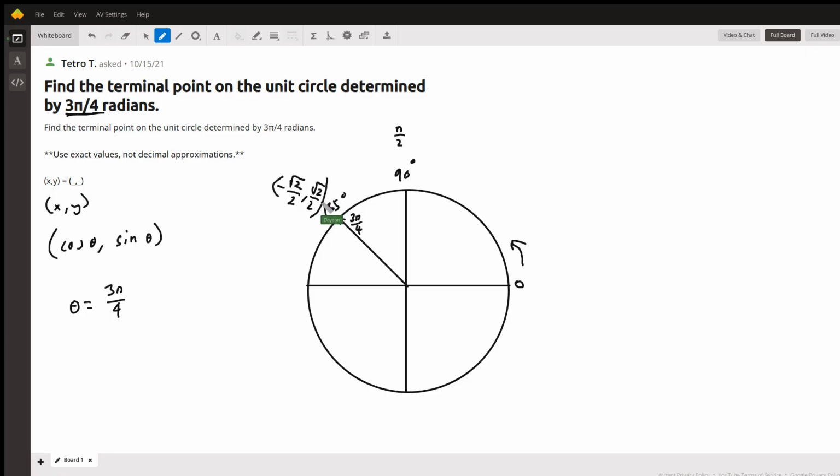So cosine of 3 pi over 4, comma, sine of 3 pi over 4. So that's basically what you're finding. Cosine of 3 pi over 4 is negative radical 2 over 2, comma, radical 2 over 2. Good? And that's basically what your answer is. If you know the unit circle, if you have memorized it, you know that that's the terminal point.